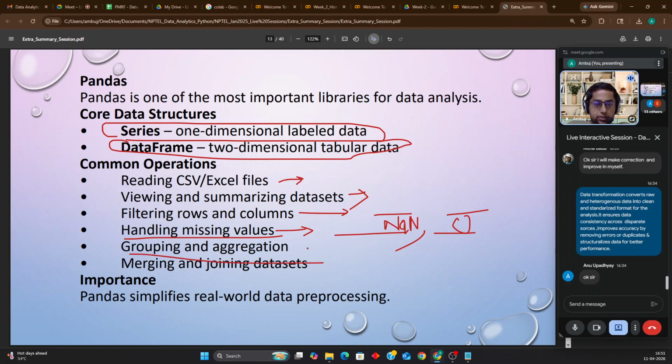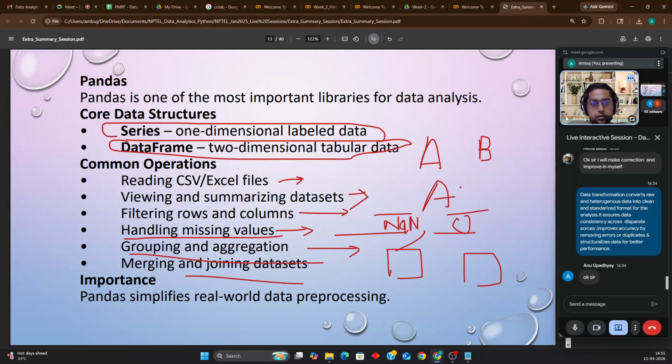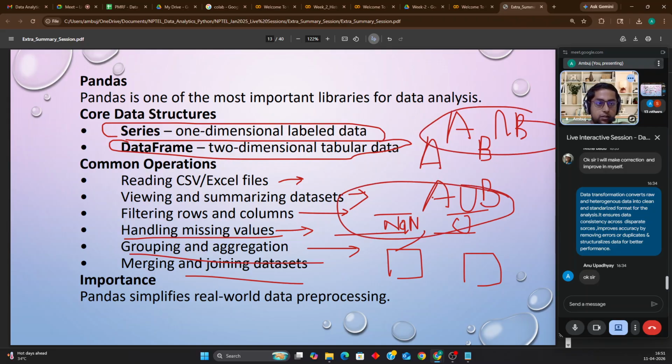Grouping and aggregation in the form of rows and columns. Merging and joining data sets: if there are two data sets A and B, they can be joined, A union B, A intersection B, both operations can be done very easily. Pandas simplifies real world data processing.